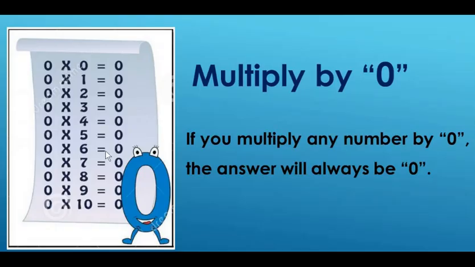Now my dear students, I will discuss two interesting tricks of multiplication. The first one: if we multiply any number by 0, the answer will always be 0. For example, 3 multiplied by 0 is equal to 0. 6 multiplied by 0 is equal to 0. 10 multiplied by 0 is equal to 0. That means if we multiply any number by 0, the result will always be 0.